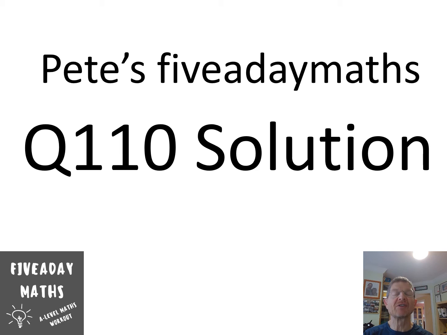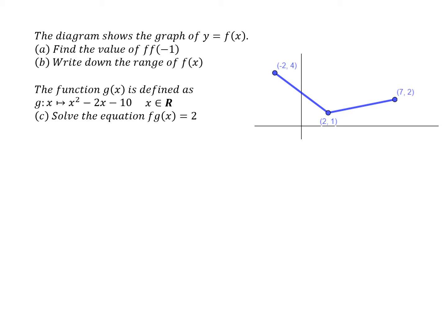So question 110, one more question on functions and composite functions again, but a function of itself, kind of. What we've got now is this function f of x, which is defined as two straight line segments here. I think it's going to be helpful for us to get the equations of those two line segments.